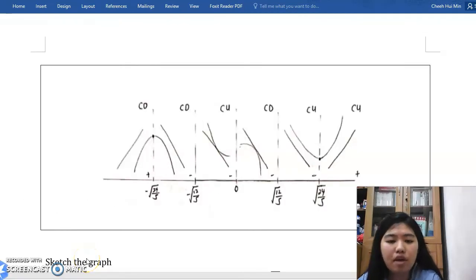Then we use the number line to roughly sketch the graph. The first interval and the second interval are concave down. The third interval is concave up. The fourth interval is concave down. And the fifth and sixth intervals are concave up.